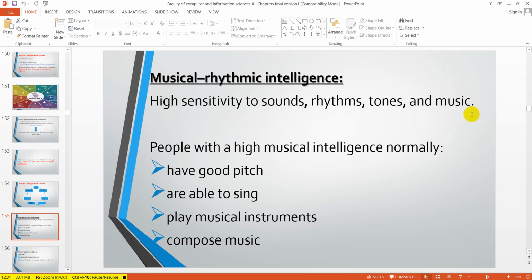So we can define musical intelligence as high sensitivity to sounds, rhythms, tones, and music. And the people with high musical intelligence normally have good pitch, are able to sing, play musical instruments, and can compose music.